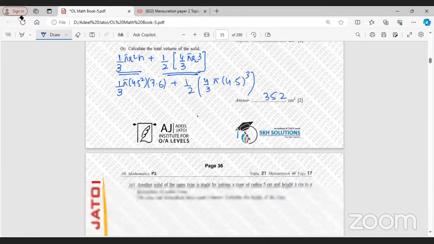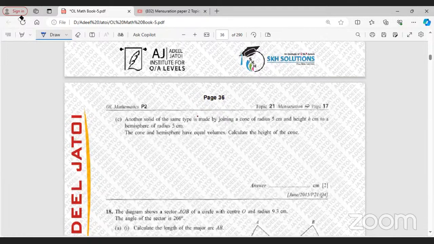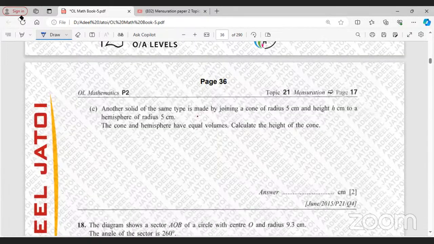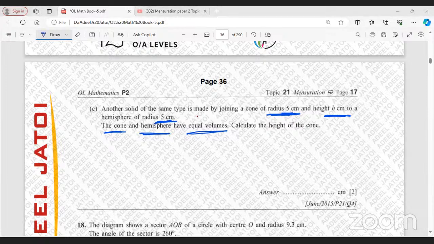Similarly, in the next part, it says another solid of the same type is made by joining a cone of radius 5 centimeter and height h centimeter to a hemisphere of radius 5 centimeter. The cone and the hemisphere have equal volumes. Calculate the height. So the cone and the hemisphere have equal volume. So what do we need to understand? Volume of the cone is equal to volume of the hemisphere.